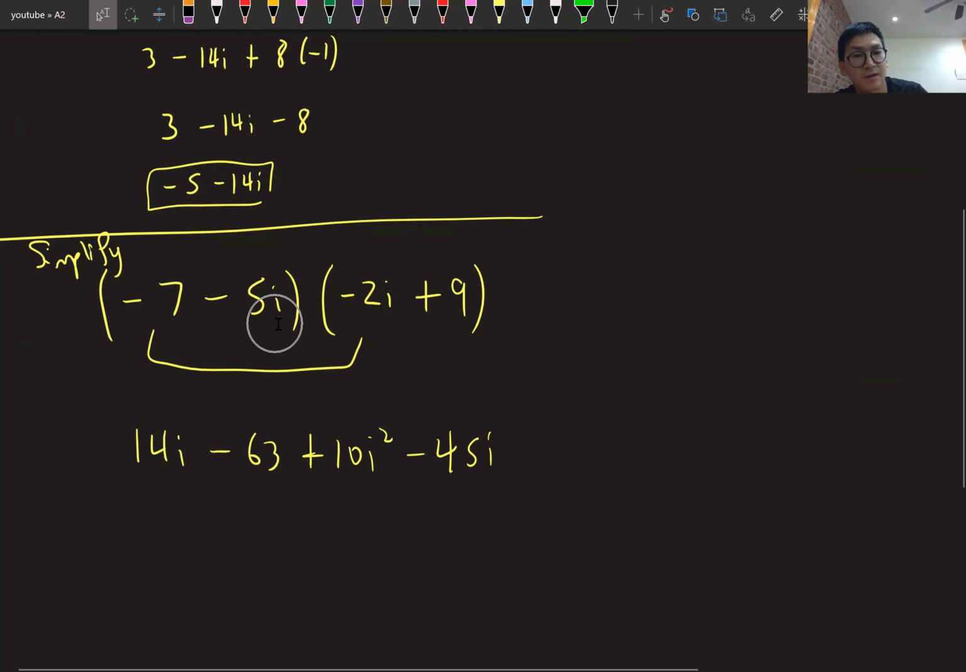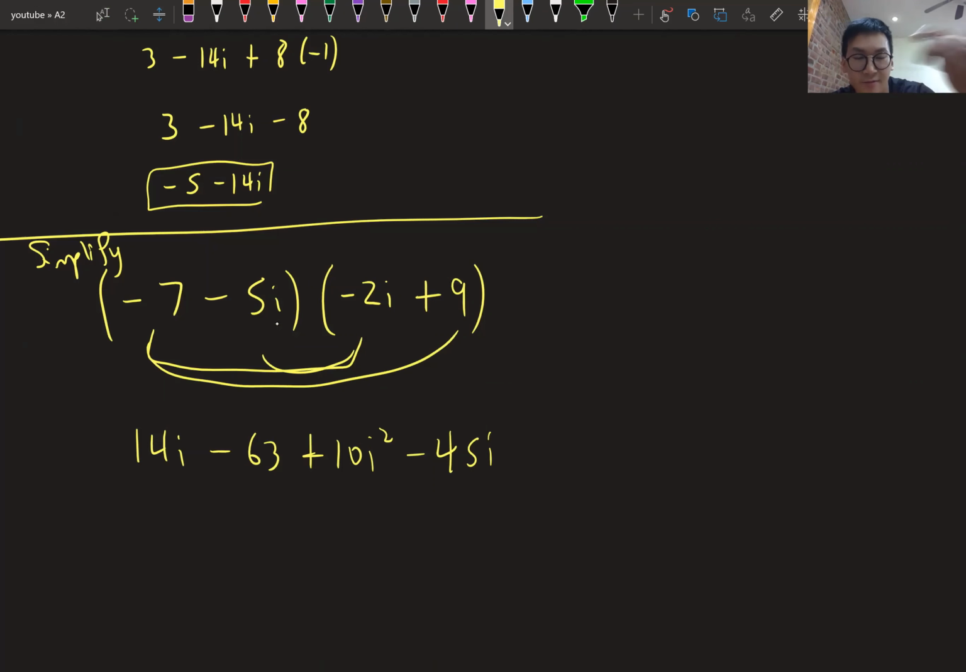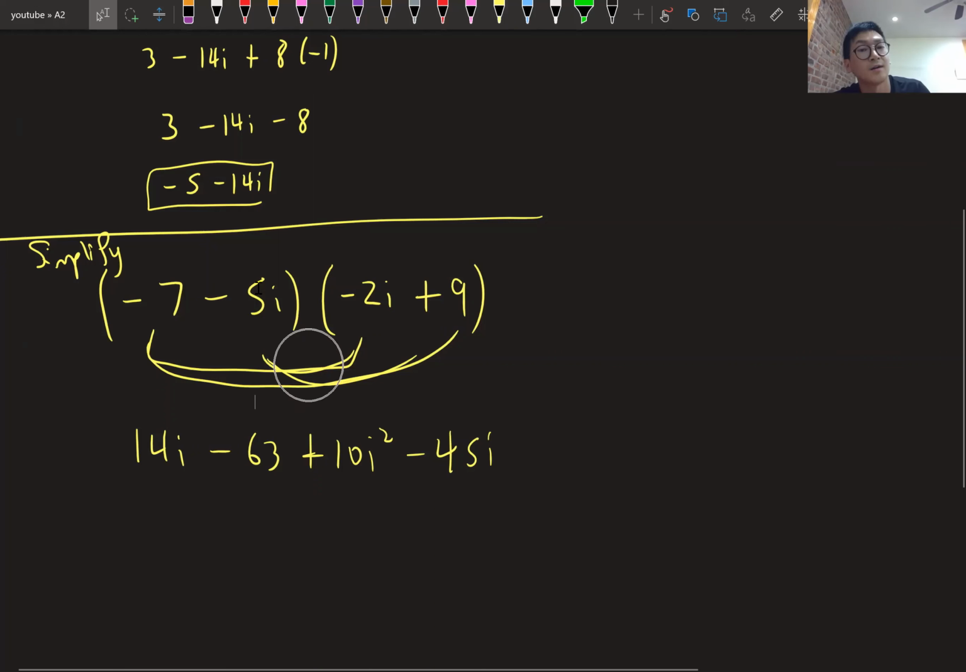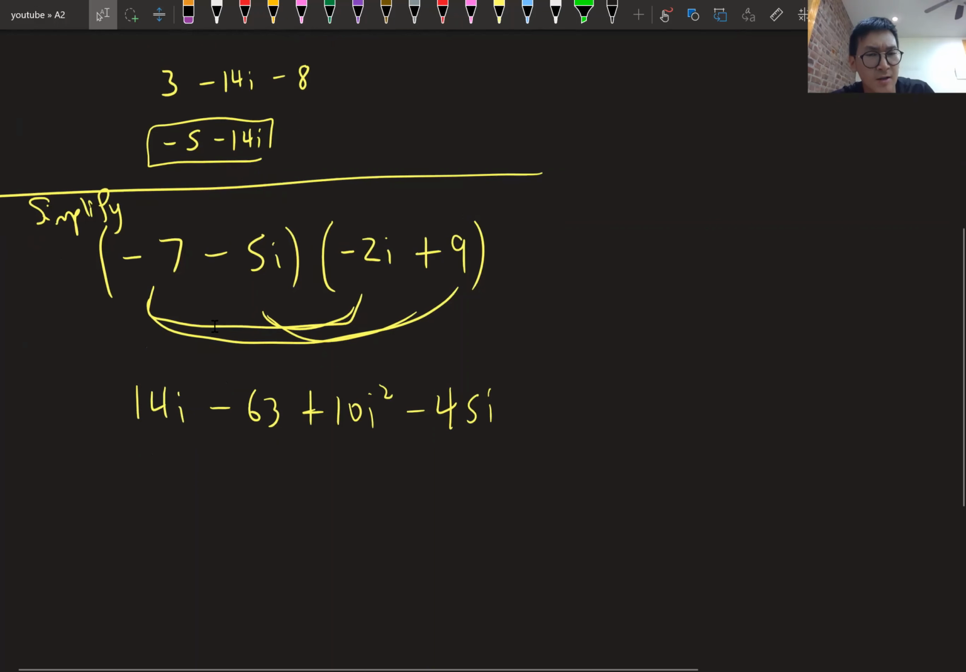So notice, after you practice the FOIL a lot, first, outer, inner, last, you're going to see where each of these terms are coming from. You should pay attention to this. Because I switched the order of these i's here, the i squared came from this inner term. Okay, great. So now all we have to do is combine the like terms.